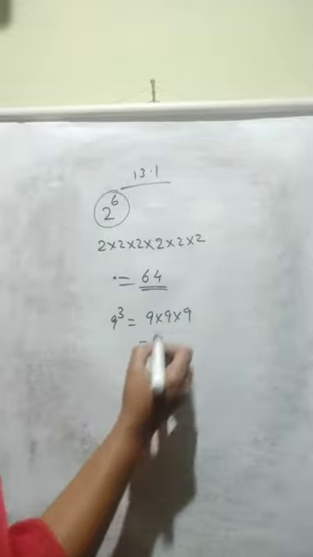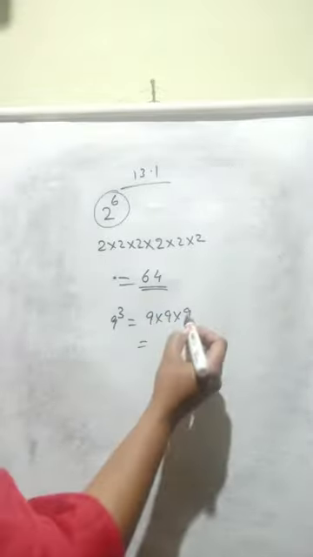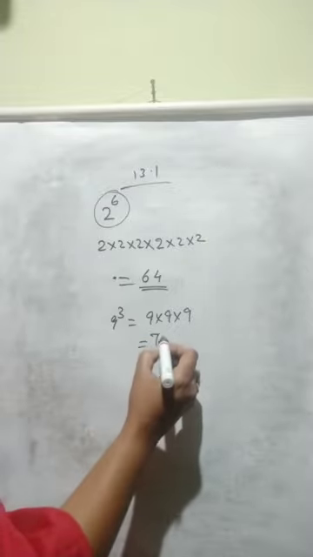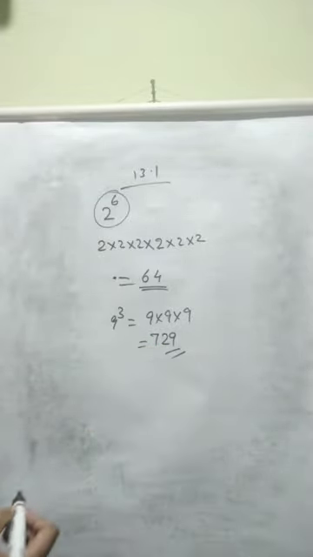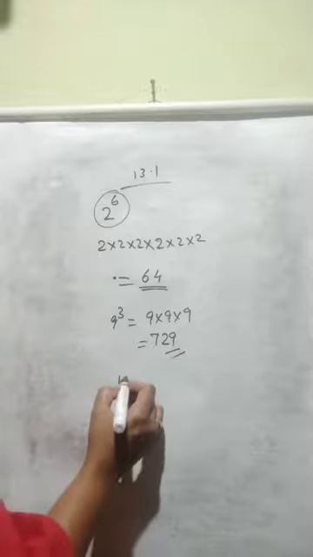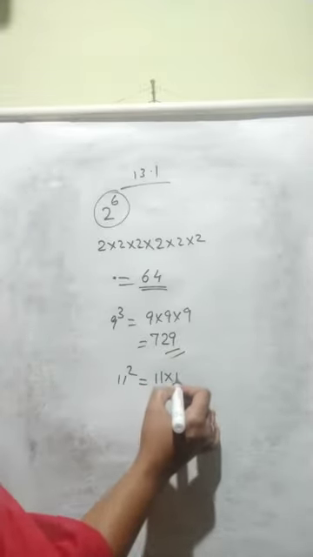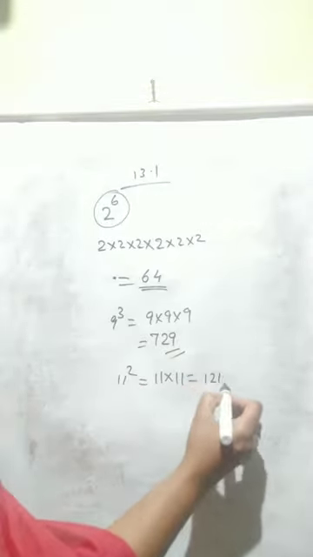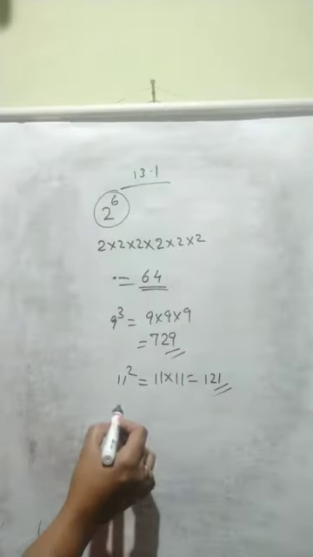So 9 9s are 81. 81 times 9 is equal to 729. Okay, then 11 squared. That is 11 times 11. What is that? 121. Then 5 raised to 4.